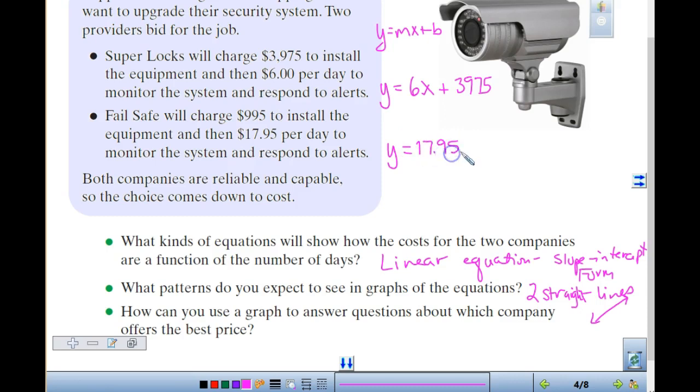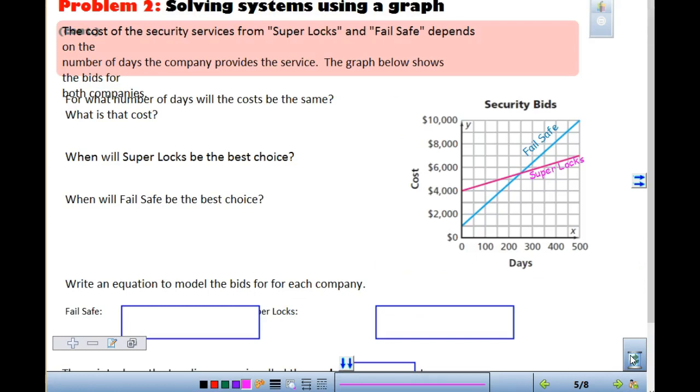$17.95. We're going to have x with our rate of change, plus our starting cost was $995. So what we're going to be taking a look at is what those two graphs look like. Okay? So Failsafe started at about $995. The other one we were looking at started at $3,900, so we were close to $4,000.